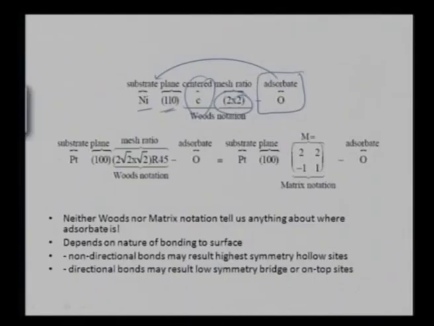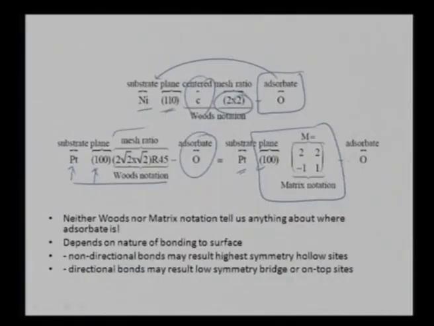Again, just to give you equivalence, I am defining a platinum surface of plane 1 0 0. I will traverse 2 root 2 in x and root 2 in y at an angle of R45, and the adsorbate is again oxygen. That means equally, in matrix notation I have a similar plane, but now I define this particular part as traversing 2 distance in x, 2 distance in y, and minus 1 in x, minus 1 in y. So these terms become equivalent.